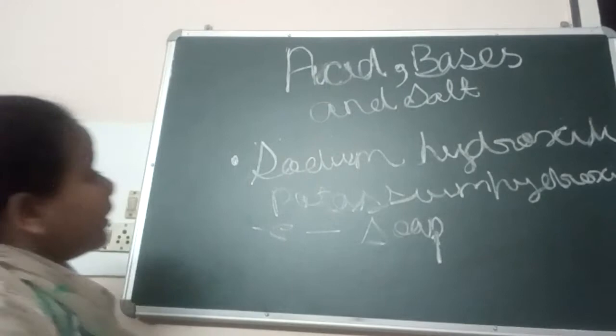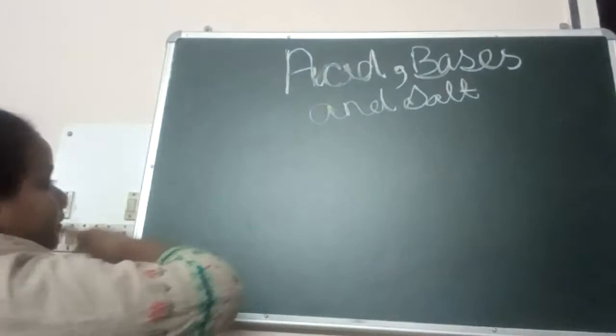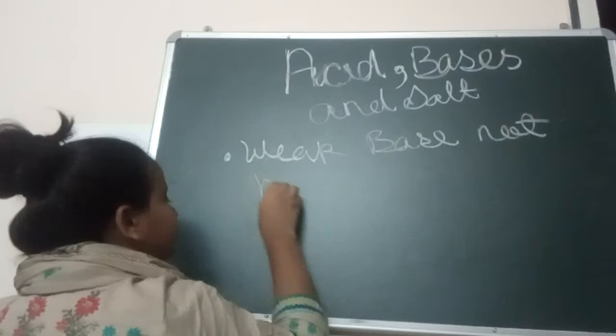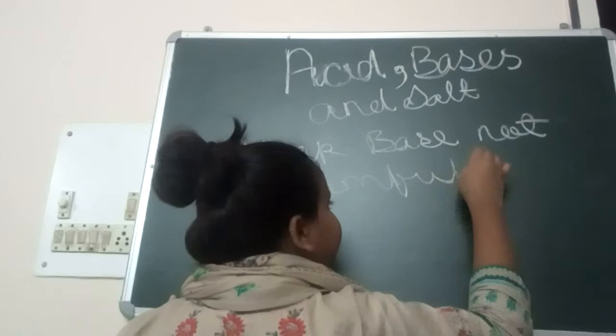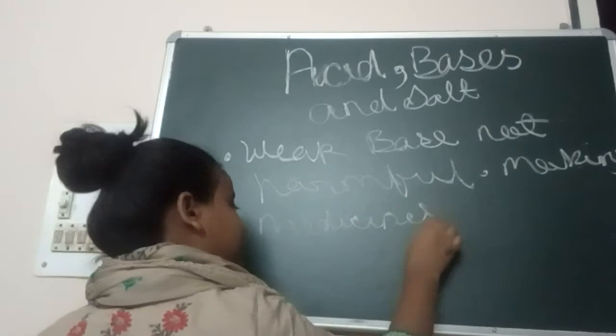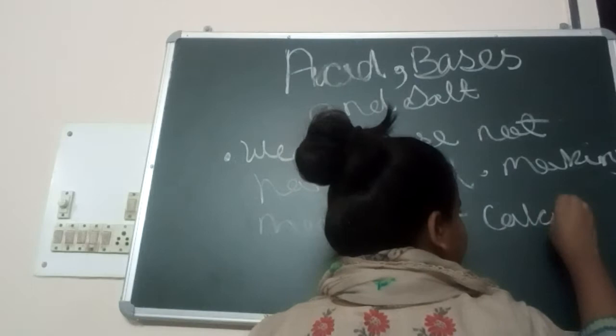Now, weak bases. Weak bases are not harmful and are used for making medicines. Some examples of weak base is calcium hydroxide.